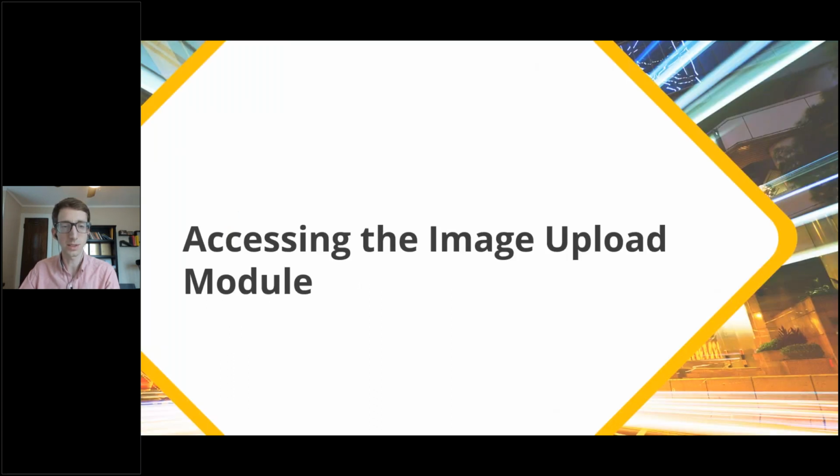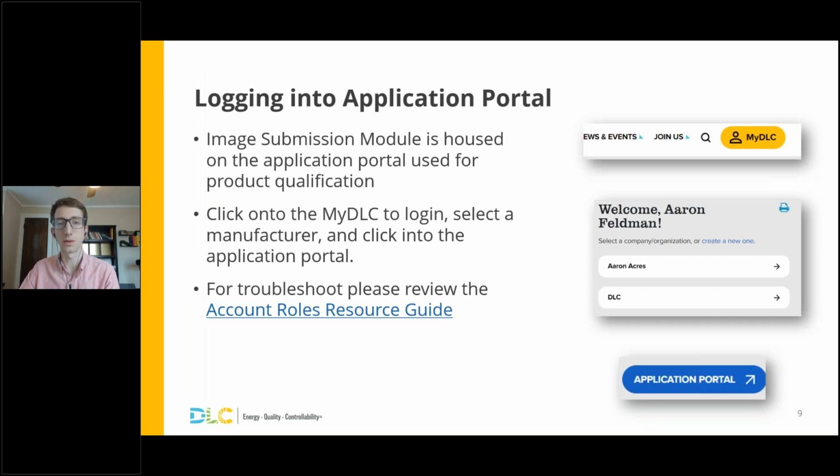To get into the image upload module, it's in the same portal that you are using for product qualification. So that will be on the website. You'll log in through the My DLC. After logging in, you can select an organization, and then you will click on Application Portal to take you to the portal. If you do have any issues accessing the portal, there is this Account Roles Resource Guide where you may not be appropriately associated to a manufacturer. And so you can review that or reach out and we can help you resolve that issue.